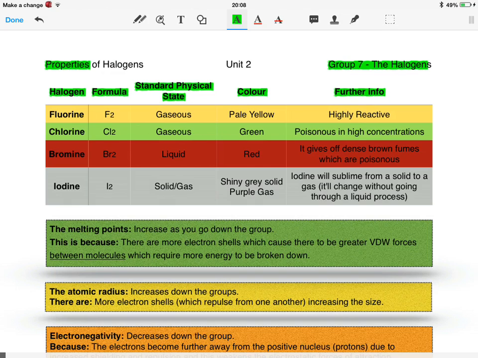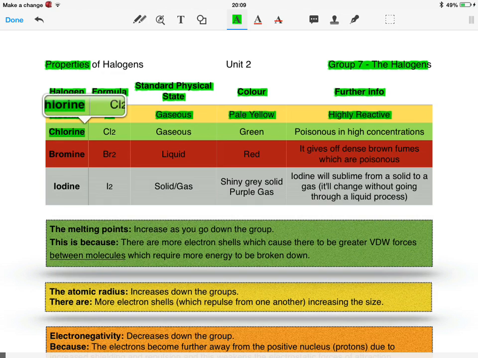So fluorine has the formula F2, and what you're going to notice is all the halogens are diatomic, which means they go around in twos. So for fluorine, its physical state under standard conditions is gaseous. It's a pale yellow colour, and something that's worth knowing is it's a highly reactive gas.